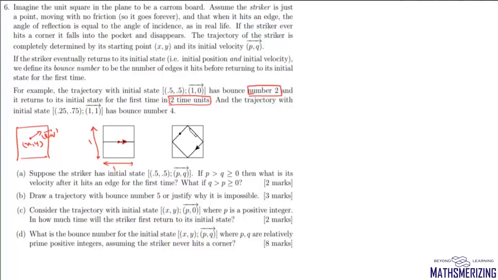Now the first question is, if the striker has an initial state of 0.5, 0.5 and velocity of p, q, so if p is greater than q, what is its velocity after it hits an edge for the first time? And if q is greater than p, what is its velocity? So we'll consider this carom board.